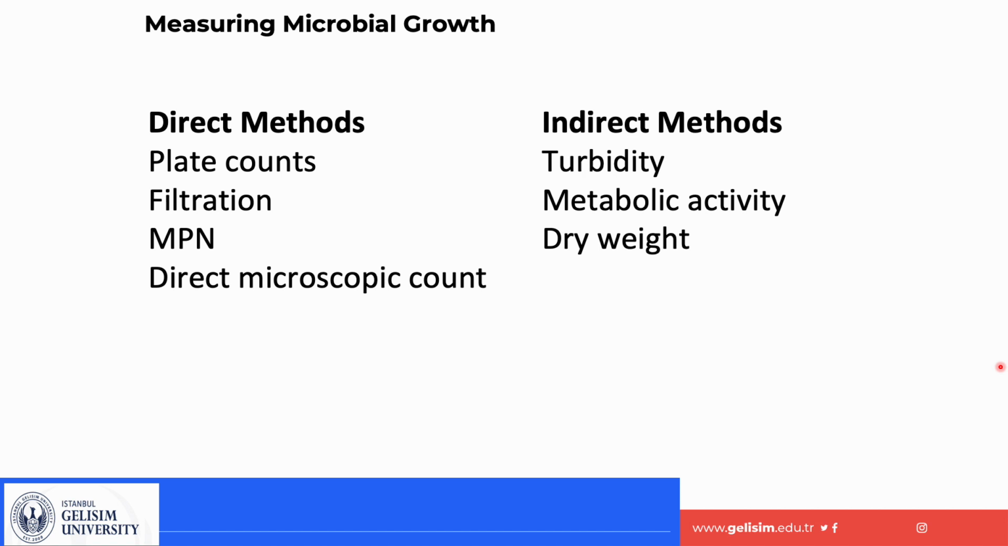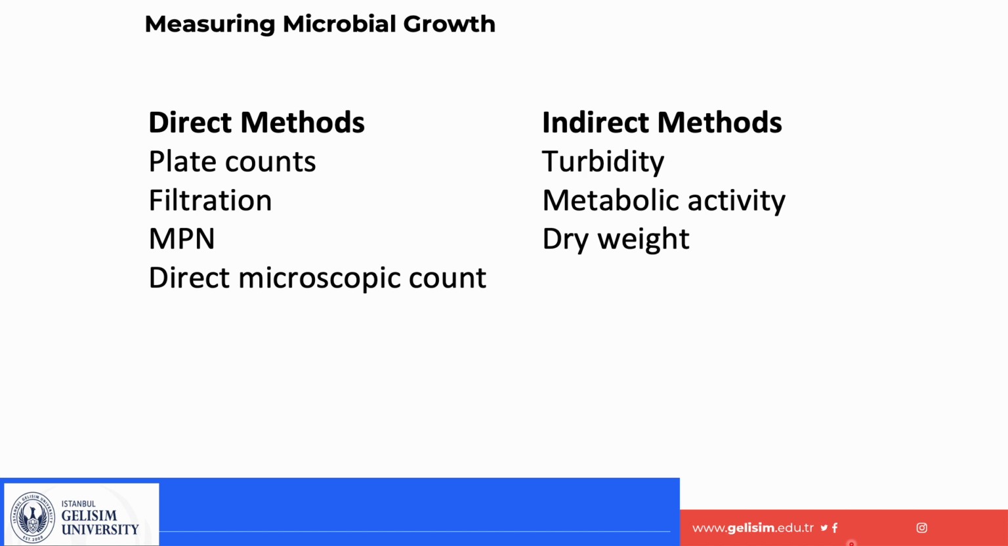Measuring microbial growth is an important aspect of microbiology, which involves determining the number and size of microorganisms in a sample. There are several methods for measuring microbial growth, and we can divide these into two broad categories: direct methods and indirect methods. The direct method involves physically counting the microorganisms or measuring their size. Plate counts, filtration, most probable number, and direct microscopic count are examples of direct methods.